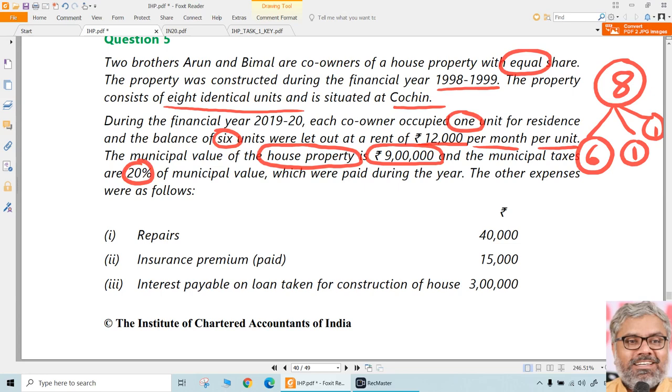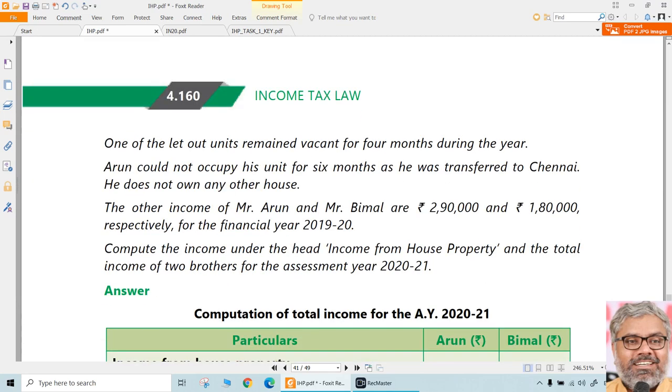Other expenses are as follows: repairs useless, insurance premium useless. But what is definitely useful? That is interest payable on the loan taken for construction of the house, 3 lakhs. Yes, that can be claimed as reduction. But story is not over. One of the let out units remained vacant for 4 months during the previous year.